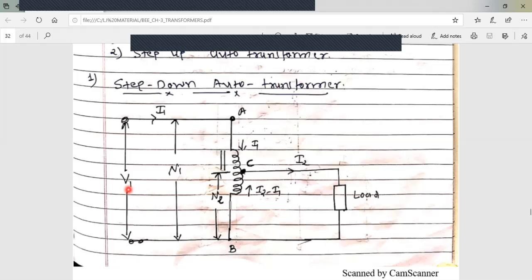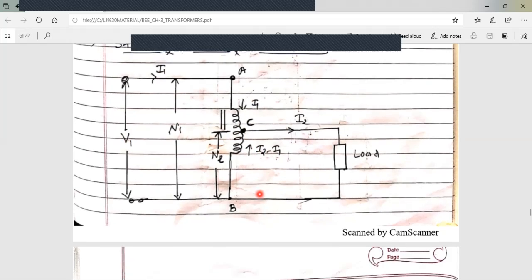Here V1 is the input voltage, input current, primary voltage, primary current, N1 is the number of turns in the primary winding, and N2 is the number of turns in the secondary winding. See here, if the current entering here is I1 and the current in the secondary winding is I2, then according to KCL at this point, the current flowing from B to C is I2 minus I1. So it is a step down transformer.